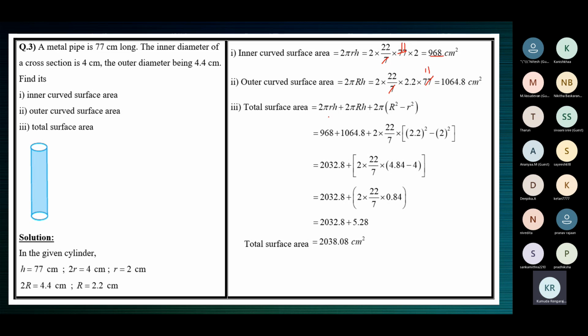Total surface area, as we understood, is inner CSA plus outer CSA plus the area of two rings. This is the inner CSA. 2 pi small r h is the inner CSA. This is the outer CSA, and this is the area of two rings.